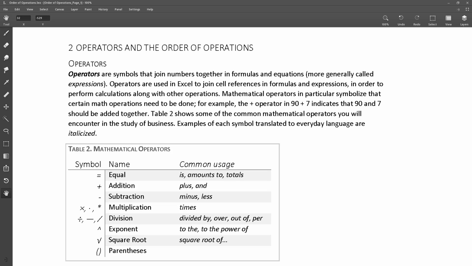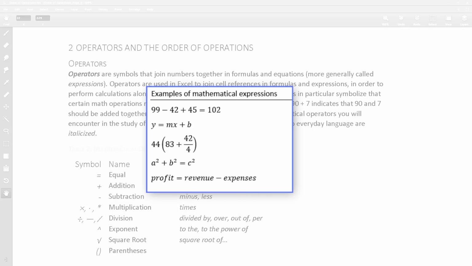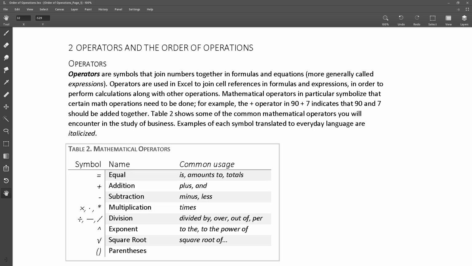Operators are symbols. They are used to join numbers together in formulas and equations. Those things are more generally called expressions. And here are some examples of those. A mathematical expression could include numbers, variables, and operators, and somebody might call it a formula, and another person might look at it and call it an equation. An expression is the most general way to talk about that kind of thing.